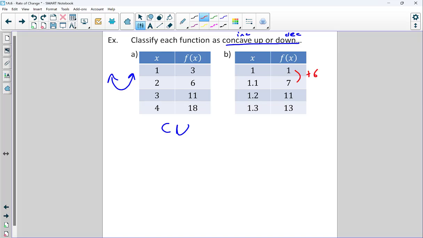So let's try it. 1 to 7, we're adding 6. 7 to 11, we are adding 4. 11 to 13, we are adding 2. Notice, first differences are decreasing. Decreasing means concave down. If we were to keep going, that's minus 2, minus 2. Notice that the second differences are constant. This is a quadratic. I didn't ask you whether it was quadratic, but it is. It's concave down because it's negative. It's a quadratic opening down.